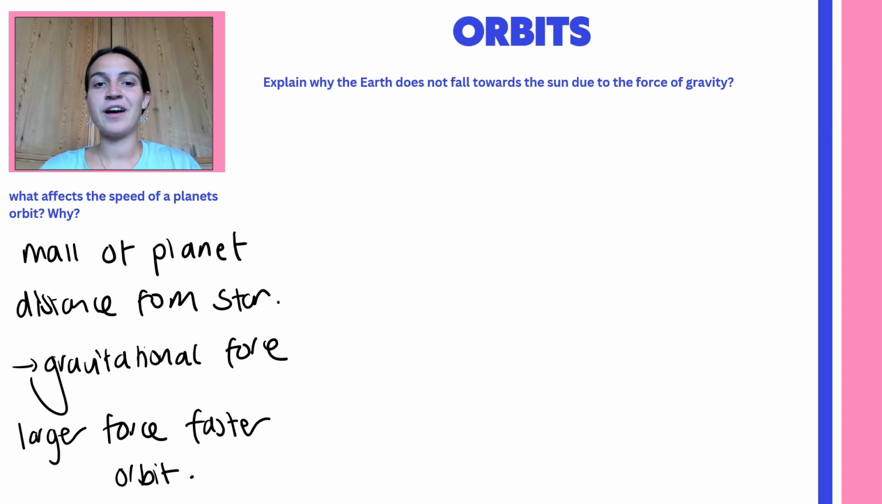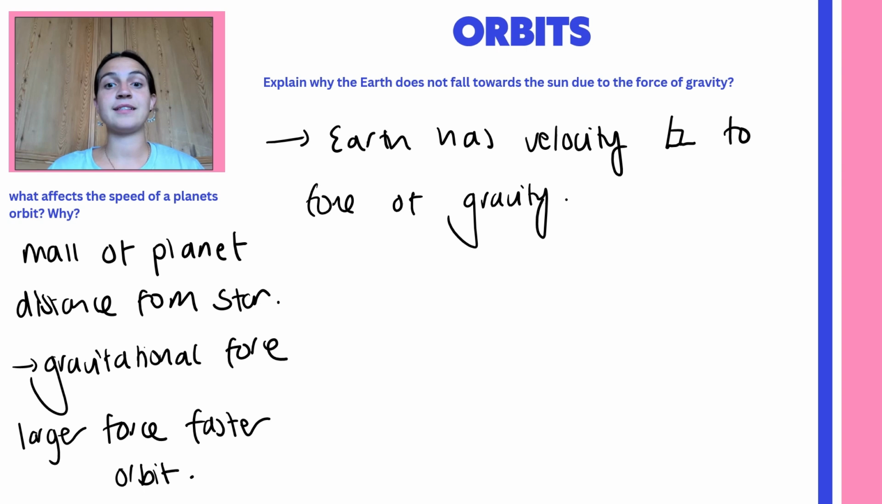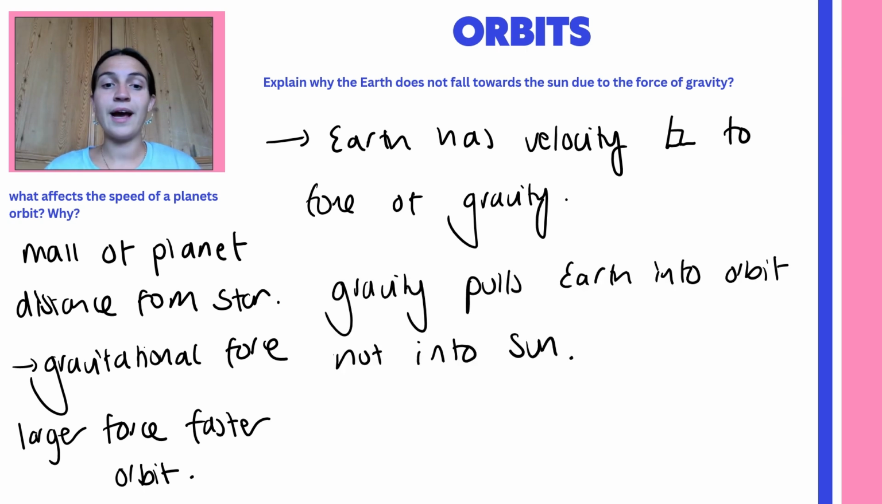Okay, explain why Earth does not fall towards the sun due to the force of gravity. So this is all because Earth has a velocity, which is that little sign there, meaning perpendicular to the force of gravity, when it moves round. So rather than gravity just pulling the Earth in towards the sun, what it actually does is pull the Earth round into an orbit rather than into the sun.